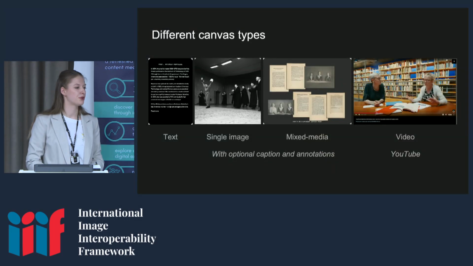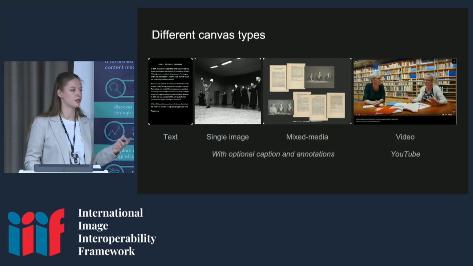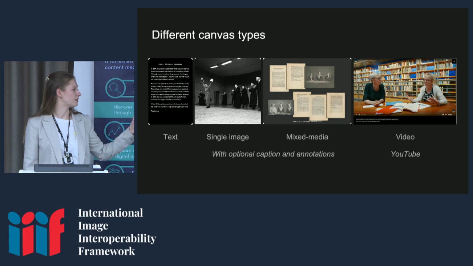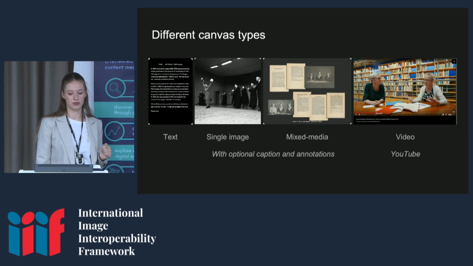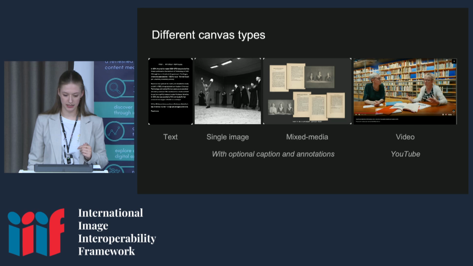So just an overview, these are the different canvas types that you can use. Just like physical, we have the text, we have a single image, but we also have the mixed media canvas that we found very important, and we were also able to embed videos in these.